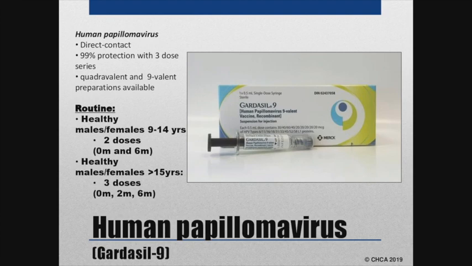The routine doses are usually for males and females 9 to 14 years of age, and it's a 2-dose cycle for them. They would receive 1 dose at day 0, and then another dose 6 months later. It can also be provided to males and females over the age of 15, but these are in a 3-dose interval: day 0, 2 months later, and then 6 months later.